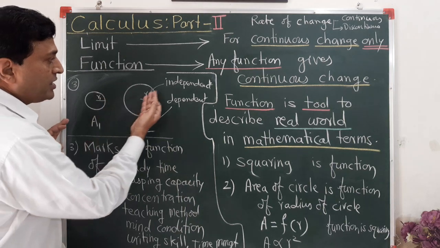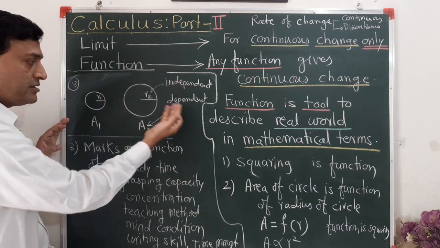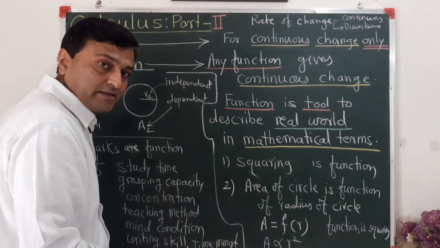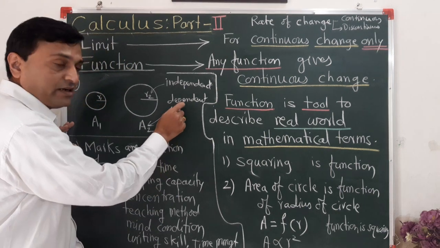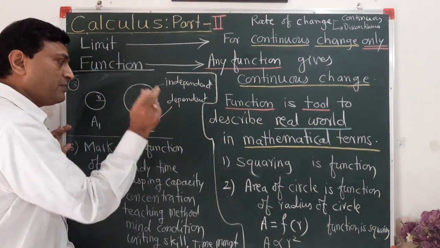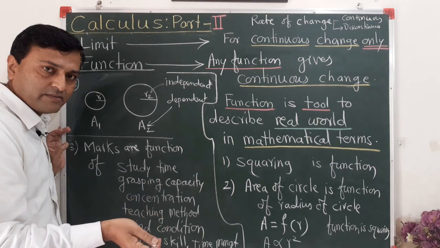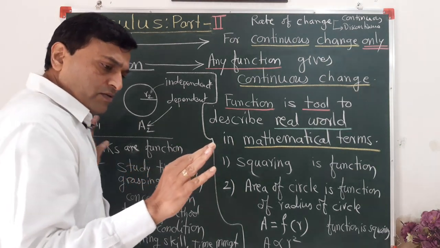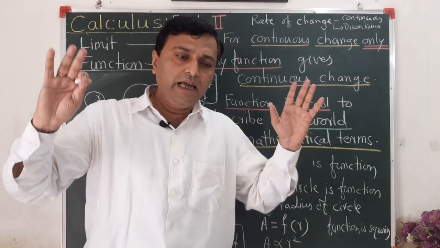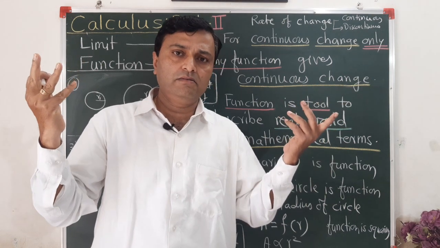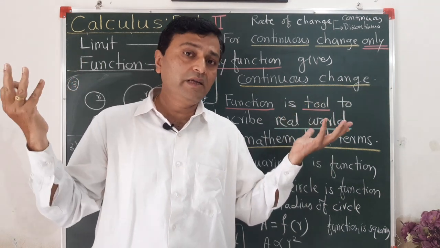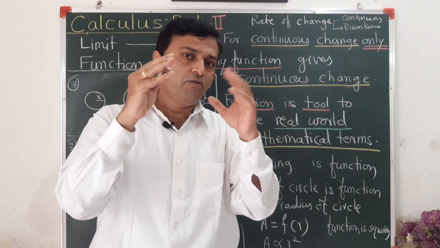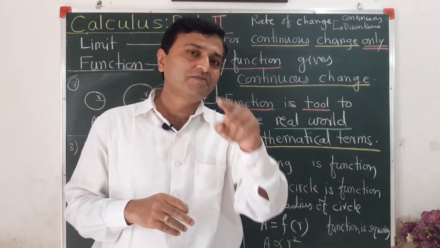As radius increases, that independent increases, and the dependent has to increase. That is dependent. Area depends on radius. That is a function. Now, my statement was any real process can be a function. Then one more function I have taken for you.